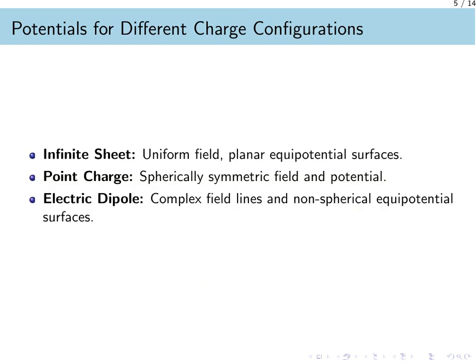To summarize the potential shapes for different charge configurations, an infinite sheet of charge creates a uniform electric field, which corresponds to planar equipotential surfaces. A single point charge creates a spherically symmetric field, resulting in spherically symmetric potential surfaces. An electric dipole creates complex electric field lines, and therefore has non-spherical, more intricate equipotential surfaces. Recognizing these symmetries can help you visualize the physical situation before you begin calculating.